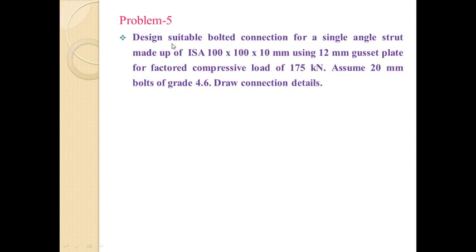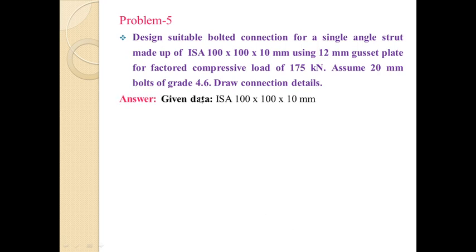Let us see the next problem, problem number 5. The statement of problem: design a suitable bolted connection for a single angle strut. Now we are going to design the single angle strut. In previous problems we only saw plates. Now we are going to discuss single angle struts, made up of ISA 100 by 100 by 10 mm using a 12 mm gusset plate. The factored compressive load is given, that is 175 kilonewton, and assume 20 mm bolts of grade 4.6. Draw the connection details.